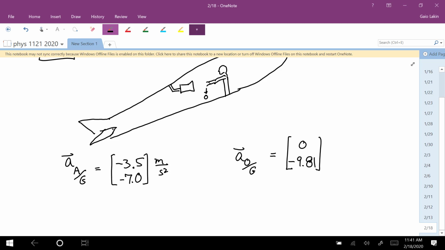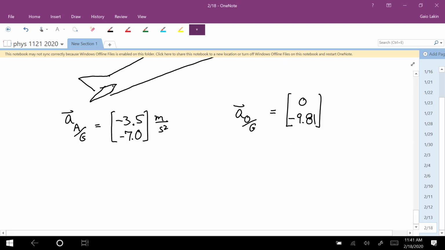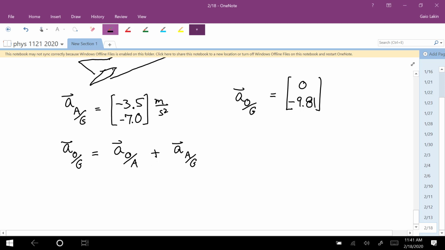Right. I mean, it would be moving in a parabola, like some kind of shallow parabola, just like any projectile motion. Okay, so and then we'll put this together. So acceleration of the object relative to the ground is equal to acceleration of the object relative to the airplane plus the acceleration of the airplane relative to the ground. Do the algebra. We're trying to figure out the acceleration of the object relative to the airplane.